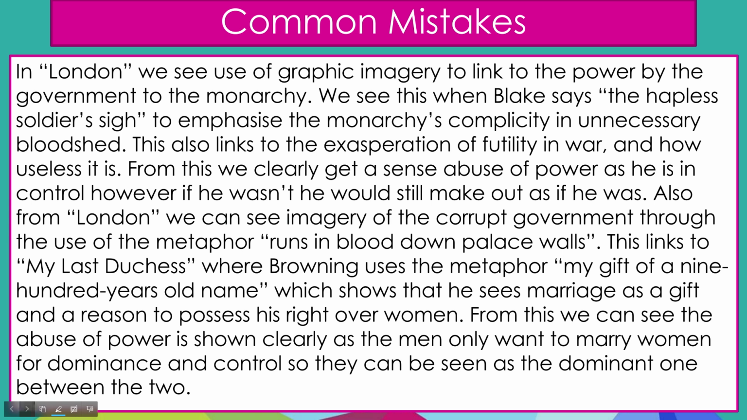From this, we clearly get a sense of abuse of power, as he is in control. However, if he wasn't, he would still make out as if he was. Also from London, we can see imagery of the corrupt government through the use of the metaphor runs in blood down palace walls. This links to My Last Duchess, where Browning uses the metaphor my gift of a 900 years old name, which shows that he sees marriage as a gift and a reason to possess his right over women.